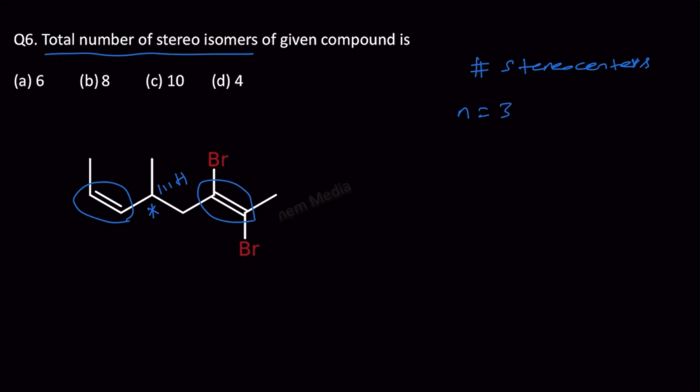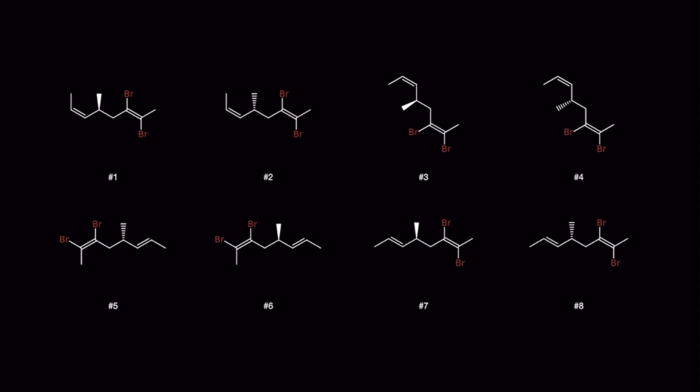Number of stereoisomers is equal to 2 to the power n, where n is the number of stereocenters. So 2 to the power 3 is equal to 8. This means option B is correct. Here I have shown all the stereoisomers that are possible. When you name them, you can realize that we have indeed 8 stereoisomers in this molecule.